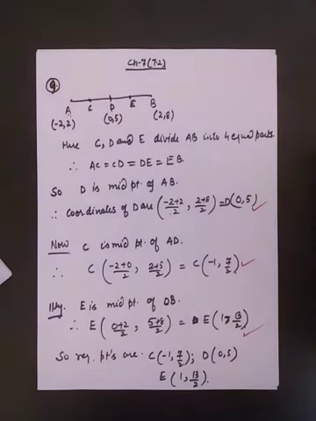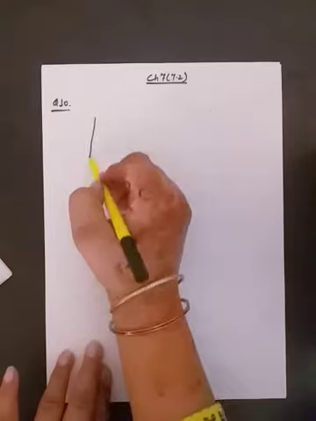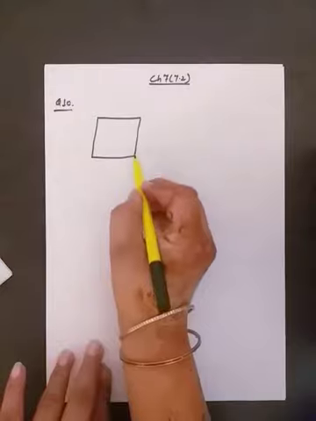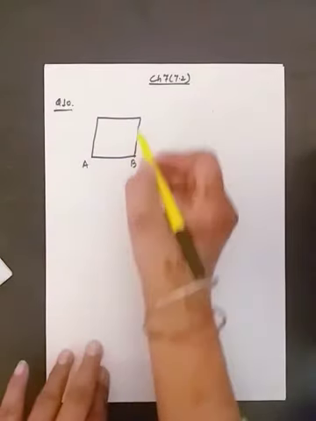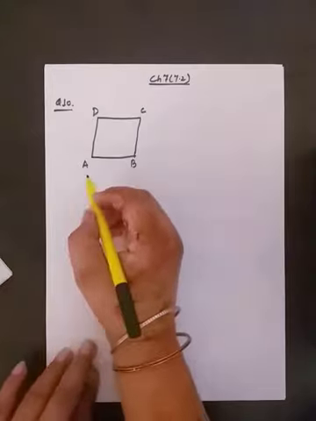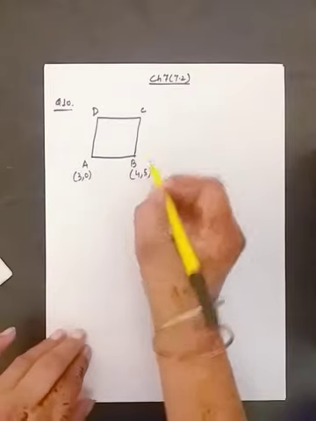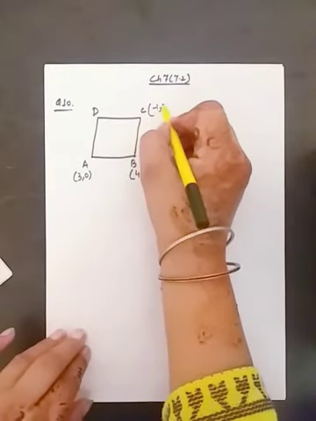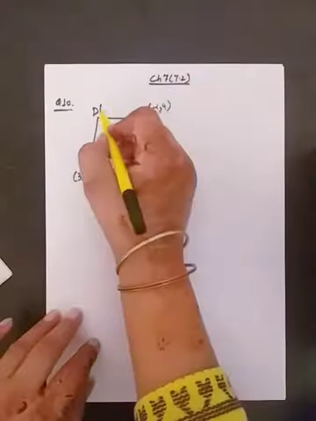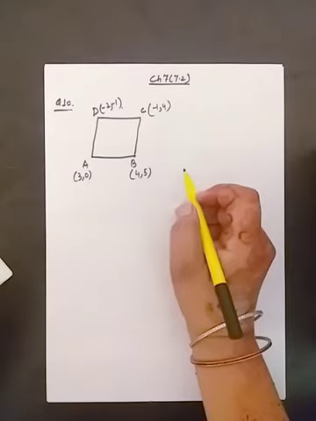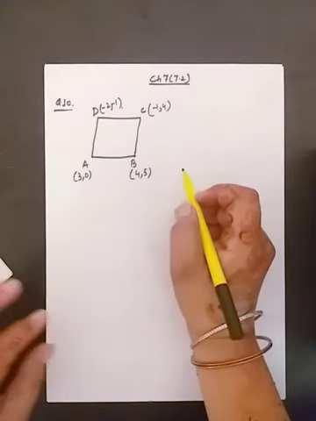Next question number 10. Find the area of the rhombus if its vertices are given. Now we have to draw the figure of a rhombus and its vertices are given. Let us name its vertices as A, B, C and D. The coordinates of point A are (3, 0), B are (4, 5), C are (-1, 4) and D are (-2, -1), taken in order, and we have to find the area of this rhombus.